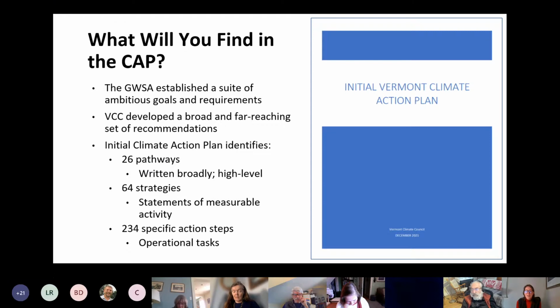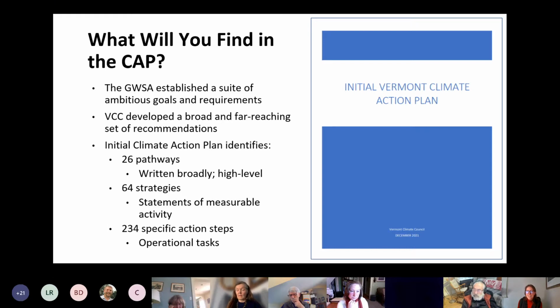So wrapping up, thinking about broadly the Climate Action Plan, and then we'll jump into a couple of key recommendations. As I said, it's a big document. There are 26 pathways, which are really the broad, high-level policy recommendations that cover all those buckets of climate change. There are 64 strategies, which are really the statements of measurable activity, and 234 operational tasks that can be taken at the state level or regional level to help impact climate change across all of those buckets. So it's really a broad document. We're still working on how to make it more digestible for the public. So keep an eye on our website as that work continues this year.